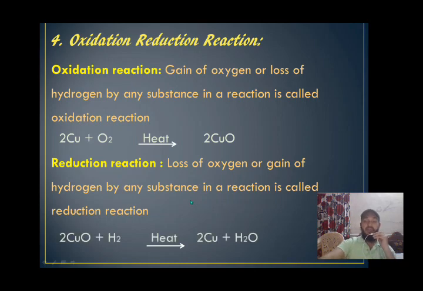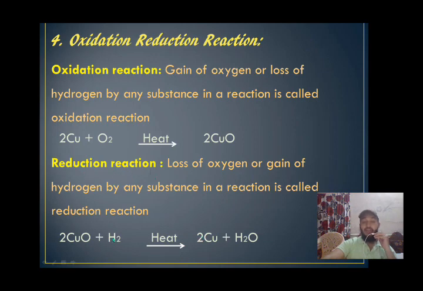For example, copper oxide when treated with hydrogen gas on heating, it forms copper and water. In this reaction you can see that copper oxide gets converted into copper. So here copper oxide loses oxygen. So conversion of copper oxide into copper is an example of reduction reaction.